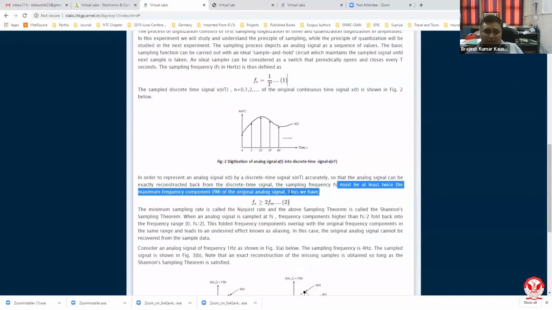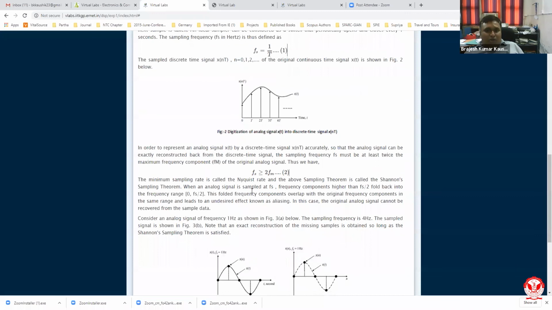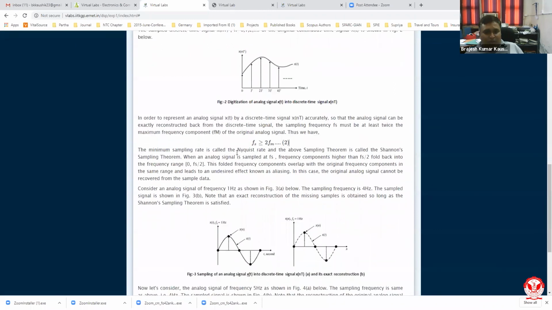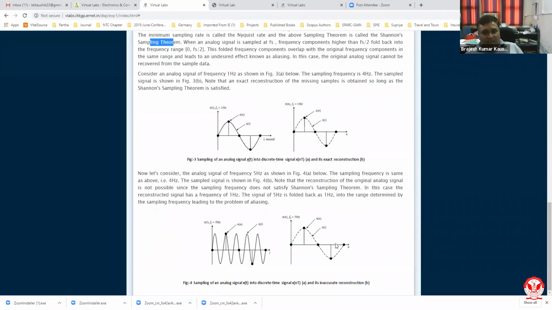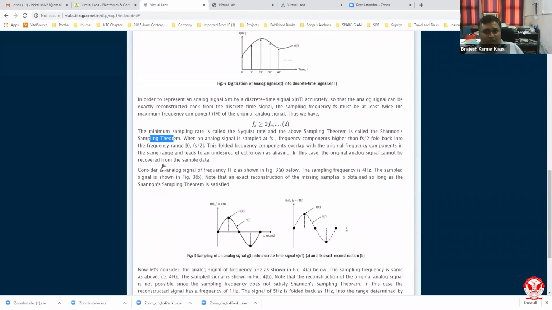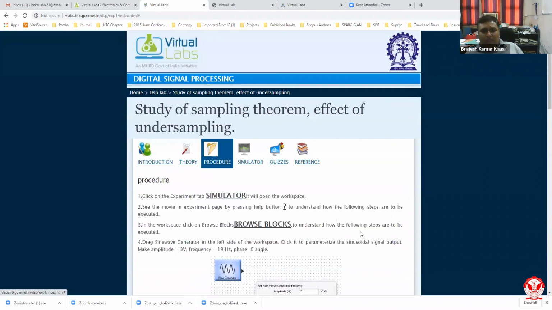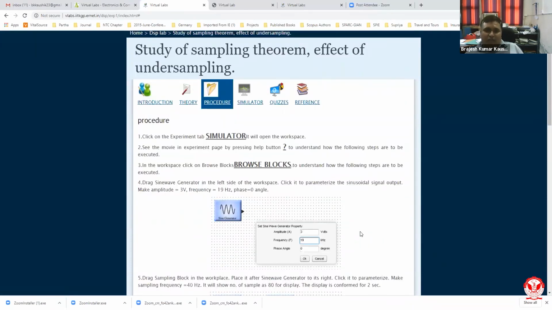So this is Nyquist criteria, which is quite famous across the communication and DSP people, right? So this sampling theorem will be looked into. We'll be going into all this Nyquist rate and all those things, and the Shannon's sampling theorem. All these things we'll be looking into, right? So we'll be reconstructing the signals, looking into all these aspects, and then this is one tab where you can see the procedure also.